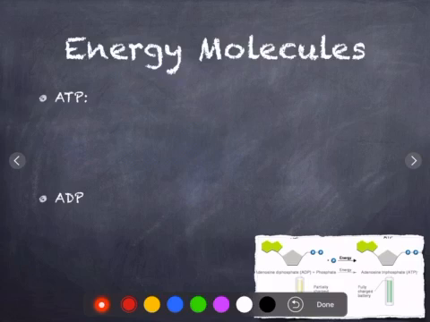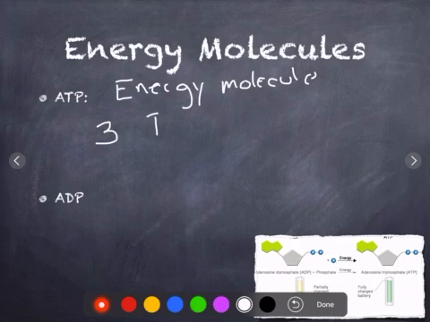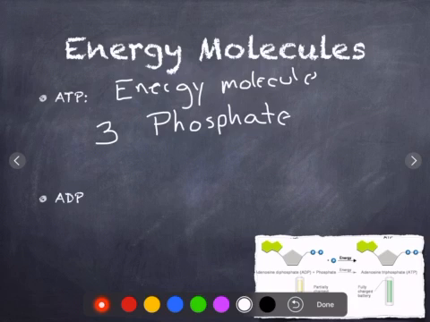Now, first thing we want to talk about is our high energy molecules. So ATP is our energy molecule inside of the cell. And the reason that it has so much energy is because it has 3 phosphate bonds. And these phosphate bonds, they store the energy, okay? The more bonds they have, the more energy they have.